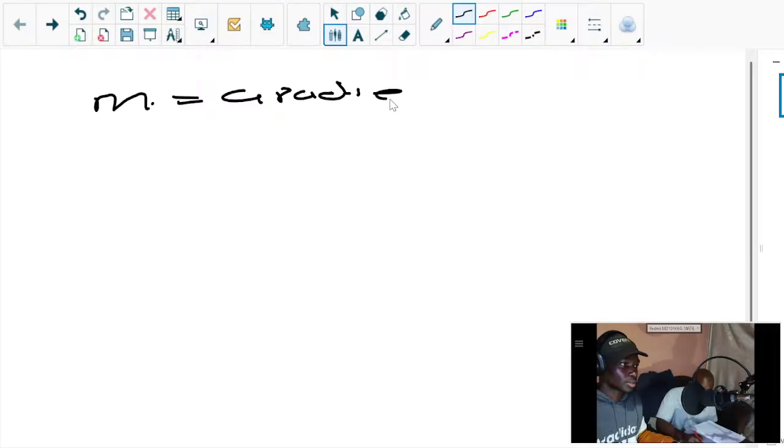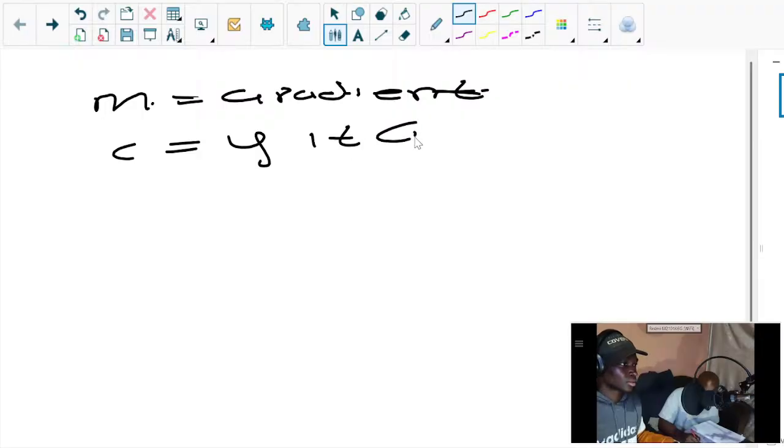Gradient. And then we have c, or q. We can either use it as c or we can use it as q. So if you don't want to use it as c, you can call it q. So you can say y is equal to mx plus q. What is q? Q is going to be our y-intercept.